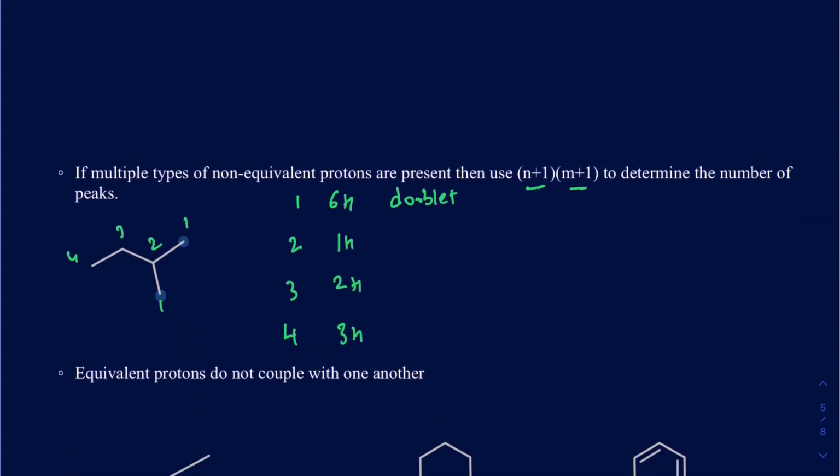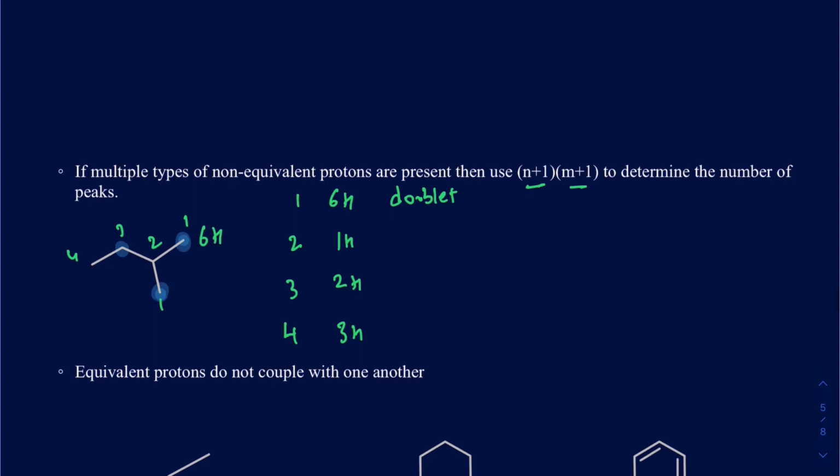But now let's look at signal 2, which is only 1 proton. How many adjacent carbons do I have here? I have carbon 1s adjacent, and carbon 3 is adjacent as well. So I have a total of 6 protons on carbon 1s here, and a total of 2 protons on carbon 3 here. So they're not really equivalent. Carbon 1 protons and carbon 3 protons are not equivalent to one another, and that's when we use this n plus 1 times n plus 1 formula to determine the number of peaks.